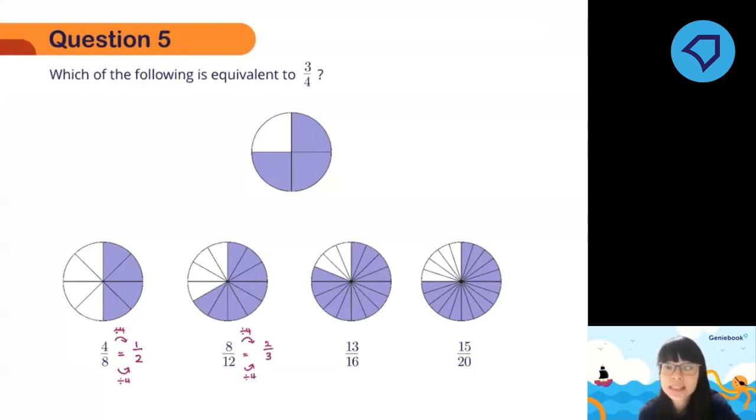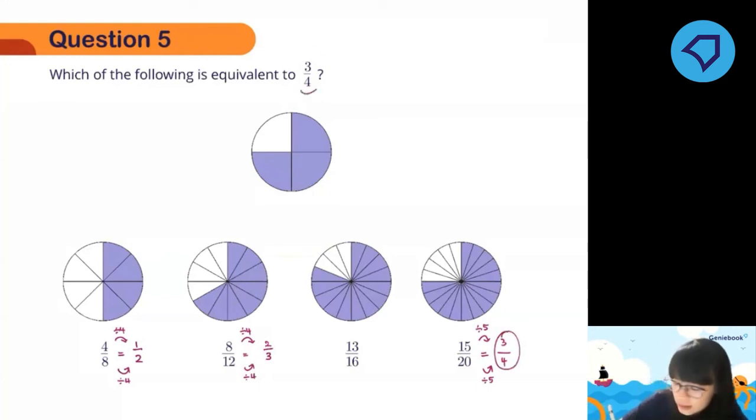Cannot. So this is already the simplest form. Okay, 13 over 16 is the simplest form. How about 15 over 20? Both of it can be divided by 5. They both appear in your 5 timetable, correct? So you divide by 5, you divide by 5, you will get 3 over 4, and then you realize that, hey, these two fractions are the same. So this one is your equivalent fraction. Okay? So now you try.